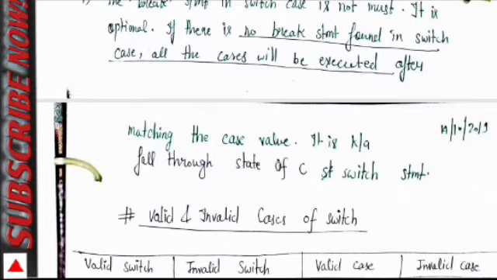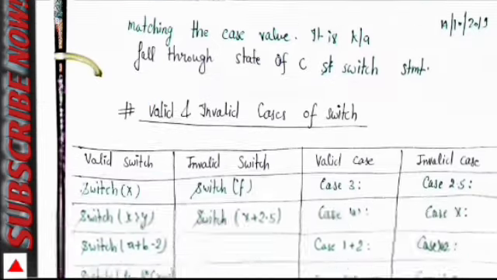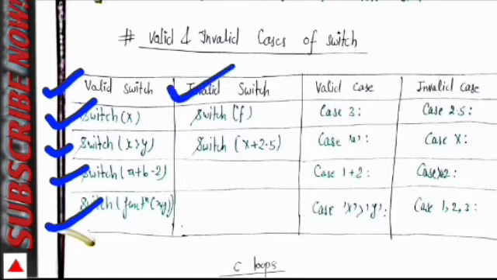It is known as fall-through state of C switch statement. Now come to the valid and invalid cases of the switch statements. So what are the valid and invalid cases? Valid switches are like switch (X > Y), switch (A + B - C), and switch function(X, Y). And invalid switches are like switch (F) and switch (X + 2.5).